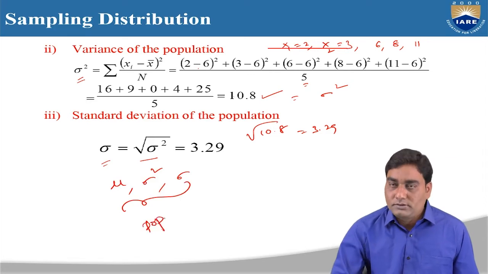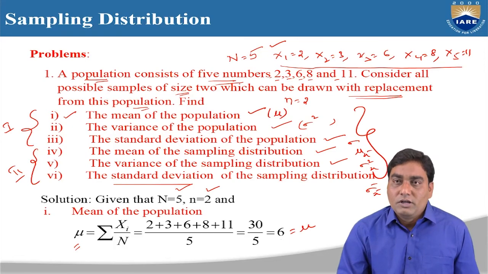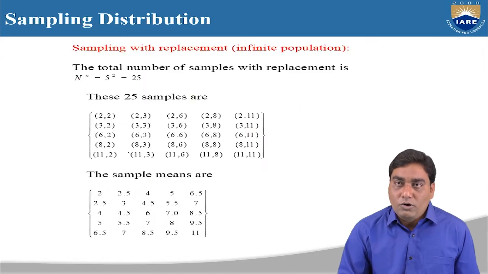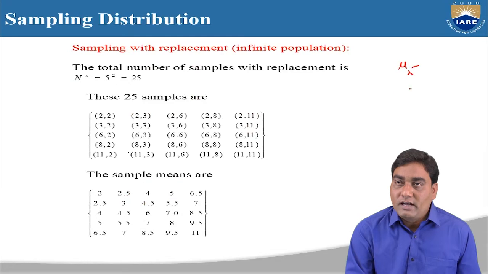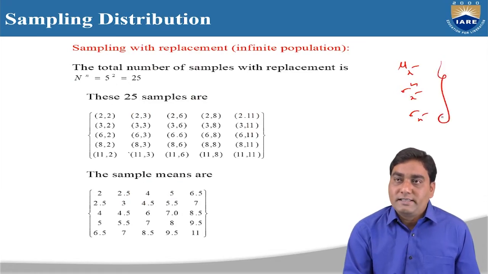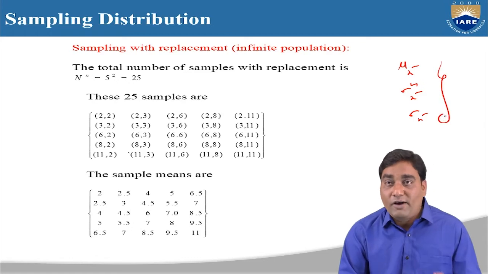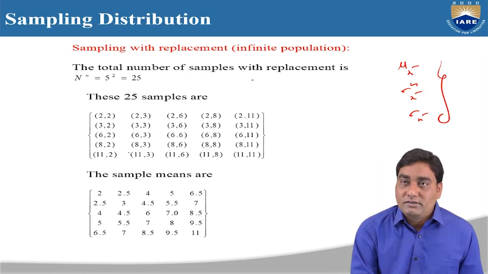So the first three we got: the mean of the population, variance of the population, standard deviation of the population. Before going to find out the mean of the sampling distribution, variance of the sampling distribution and also SD of the sampling distribution, first we have to define what is the sampling distribution.